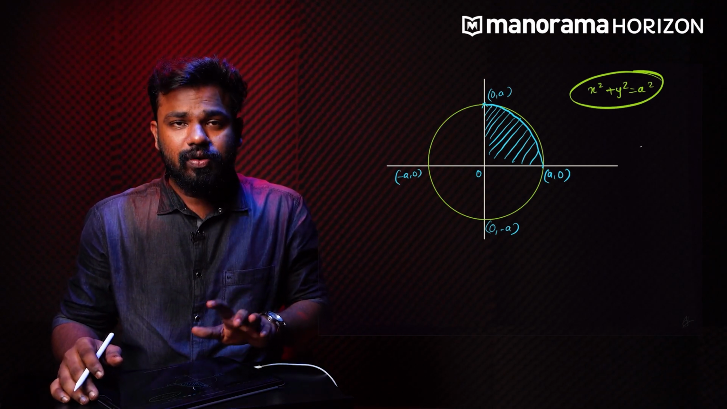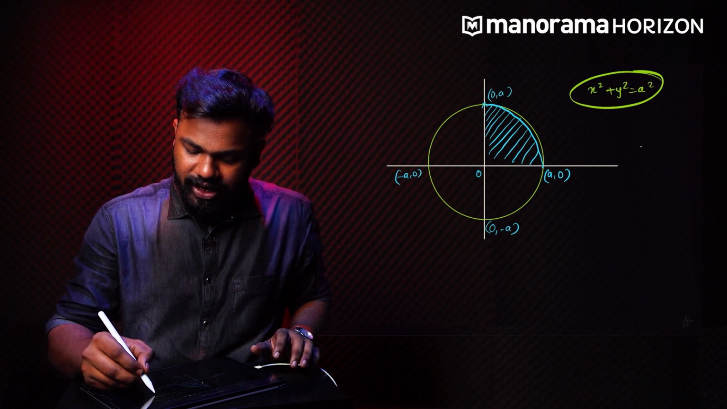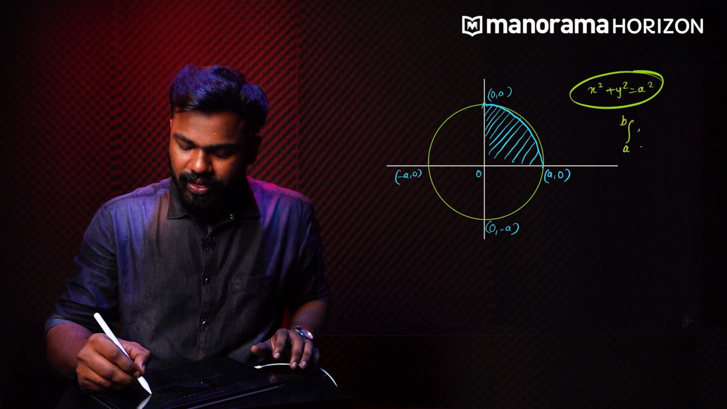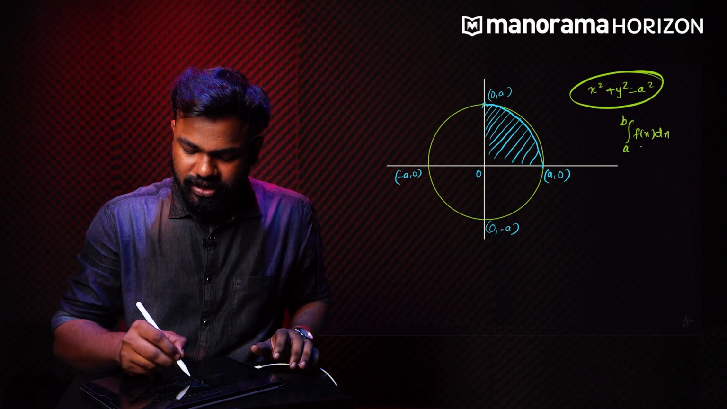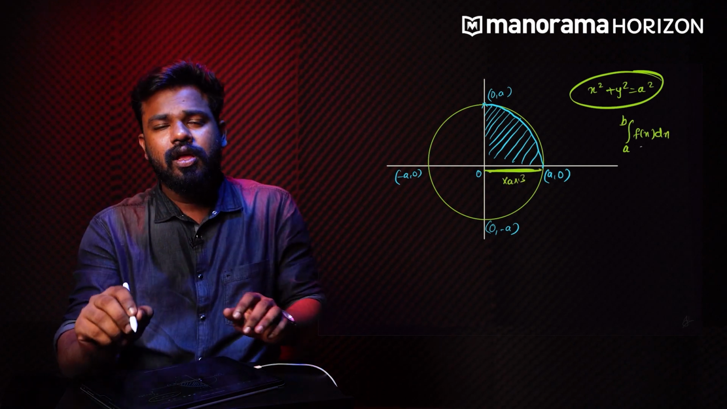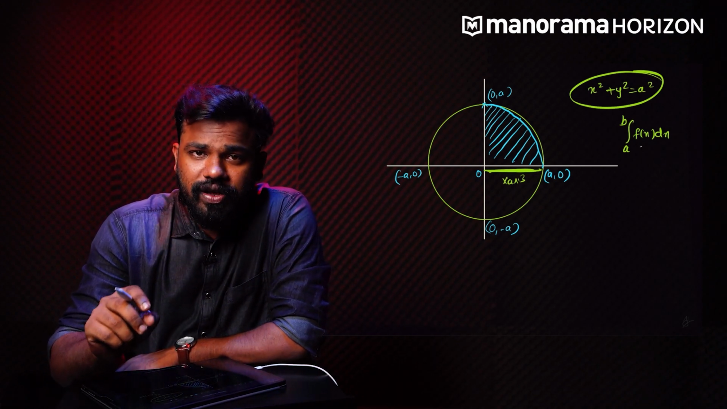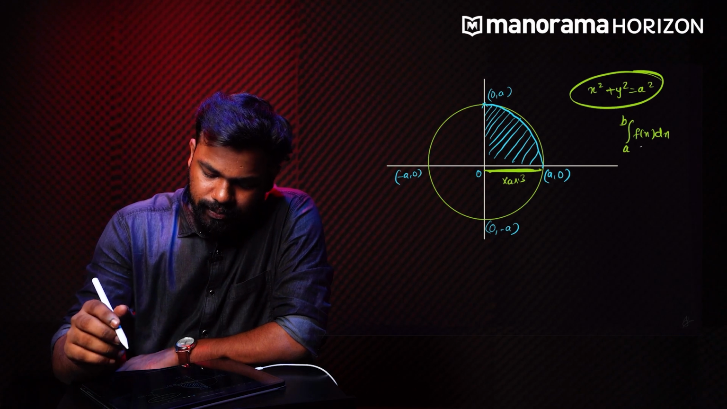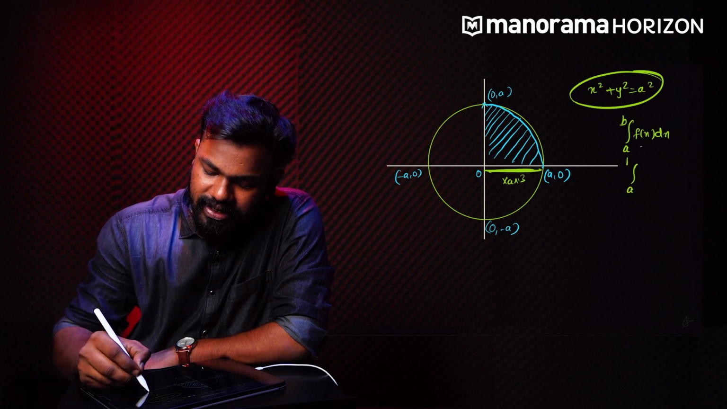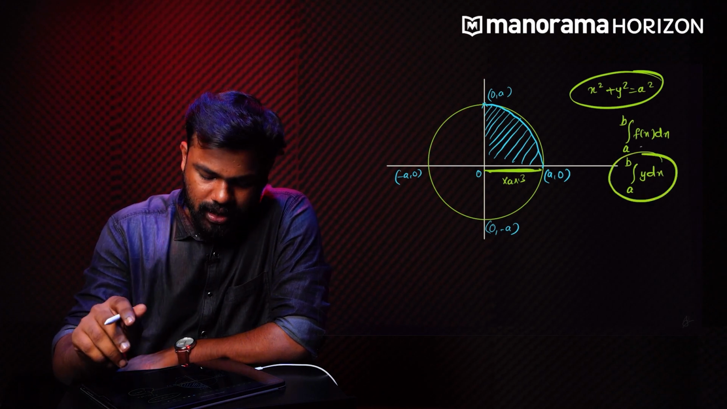Now to find this quadrant's area, I can use the integral a to b f of x dx. I'm taking it with respect to the x-axis. So when I take it with respect to the x-axis, I can use integral a to b f of x dx, right? Or, as we also studied, it is integral a to b y dx.